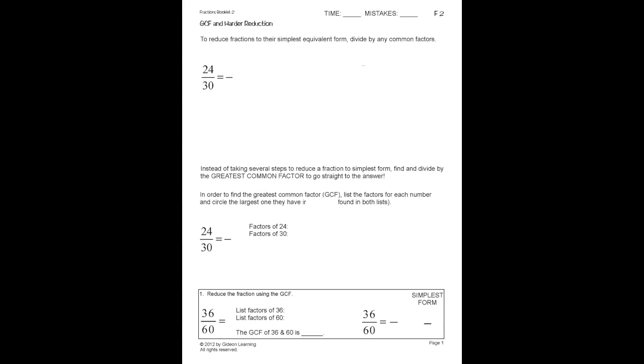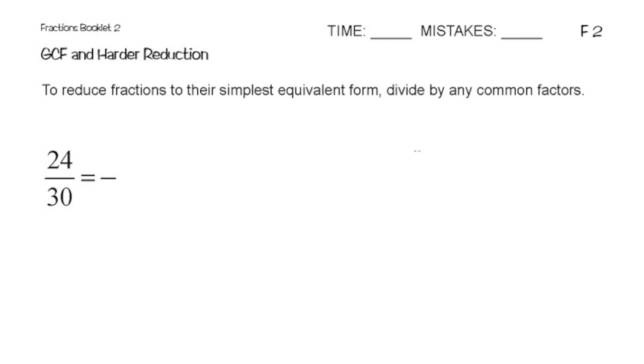Okay, so now fractions, booklet 2, greatest common factor and harder reduction. So to reduce fractions to their simplest equivalent form, divide by any common factors.